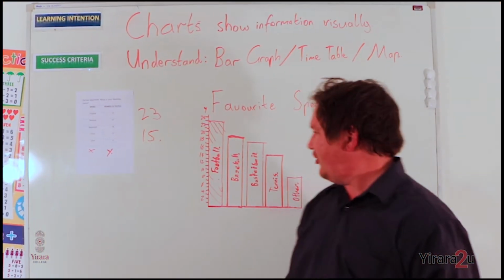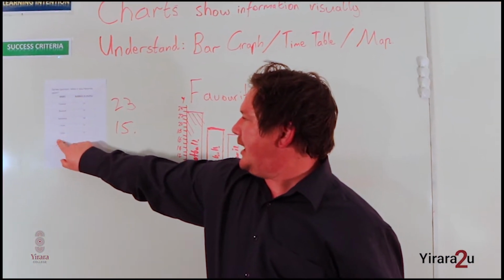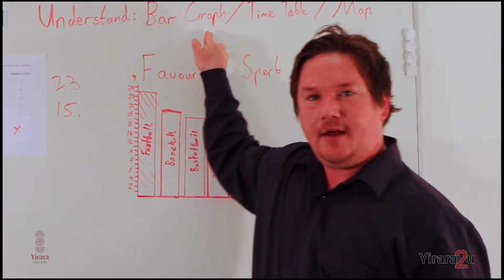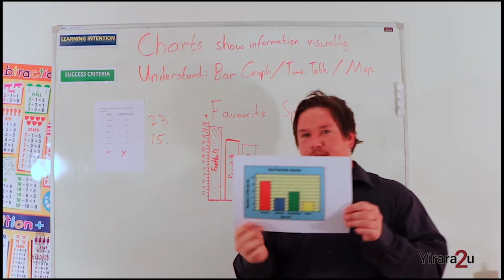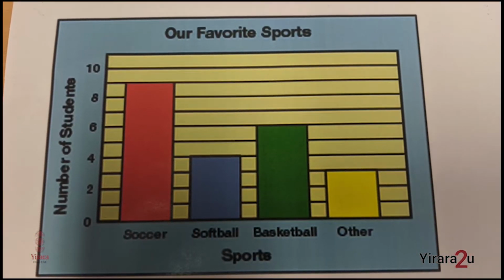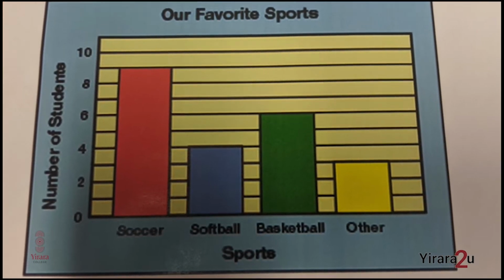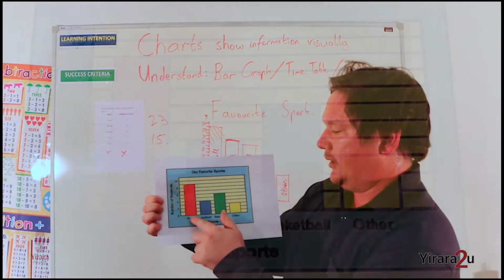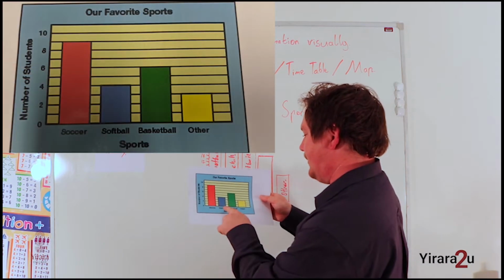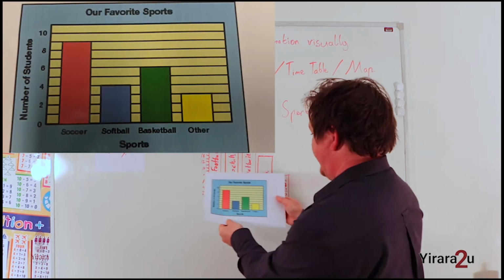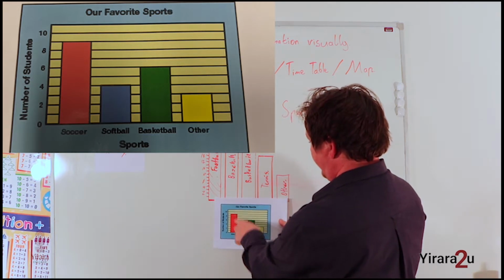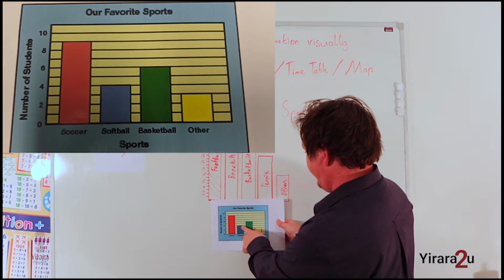So, last lesson I showed you how we can display information visually as a bar graph. What I have in front of you now is a bar graph of the results from another community. Now, as you can see on here, soccer was the most liked of all the sports from this community, and softball was the least. We can see that quite clearly here, because soccer has the tallest tower, softball has the smallest tower.